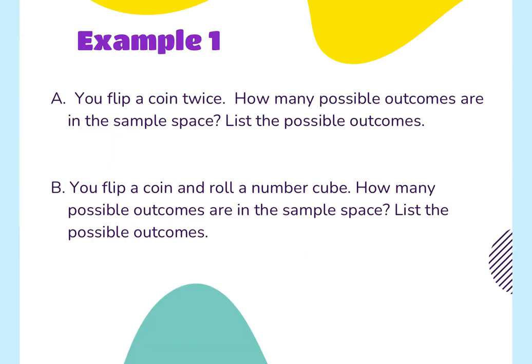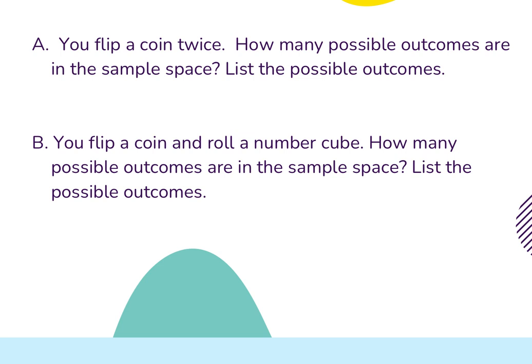Example 1 says you flip a coin. So that's the event. You're flipping the coin twice. How many possible outcomes are in the sample space? List the possible outcomes. If you wanted the number of options without going through the possible outcomes, because those are 2 different questions, you would figure out how many options there are the first time you flip the coin, and how many the second time. The first time there are 2 outcomes, and the second time there are 2 outcomes. So there'd be 4 possible outcomes if there are 2 events and each event has 2 options.